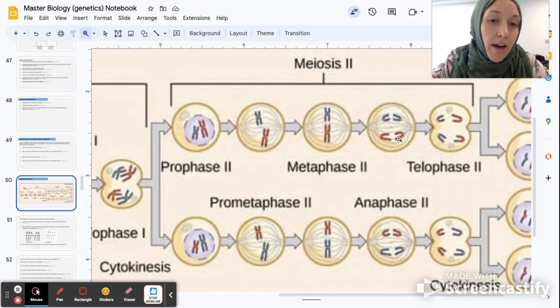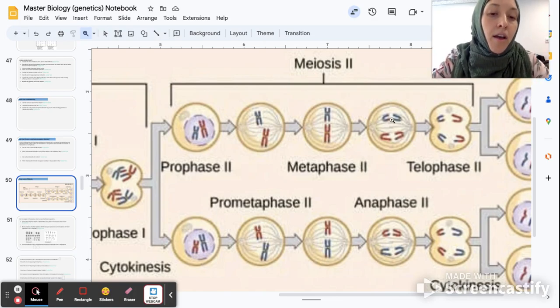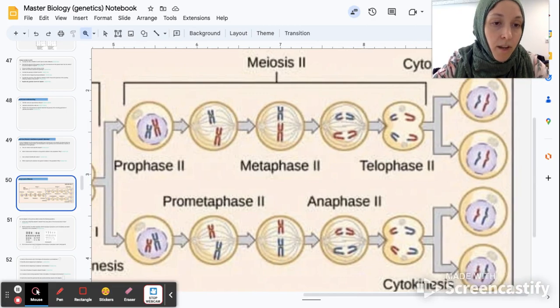So it could go either way. This one here, it's hard to see, but this one has a little bit of red on it. This one doesn't. So this one with a little bit of red, it could have gone to the left or it could have gone to the right. This is independent assortment. It's random. It can go either direction, okay? But they assort independently of each other. And in the end, we end up with 4 genetically different gametes.